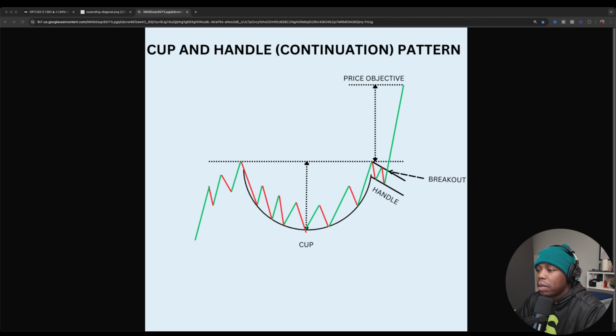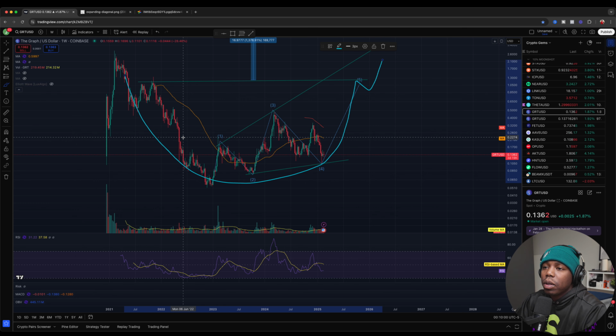Price comes up to a level of resistance, making a series of lower lows and lower highs until it makes a big U-turn, coming right back up to that level of resistance. I call this the lid. Then there is a short pullback right before it explodes up. So this is a textbook example of the cup and handle pattern. And if you look at crypto right now, especially on the weekly timeframes, you'll see that a lot of cryptos are actually forming this pattern.